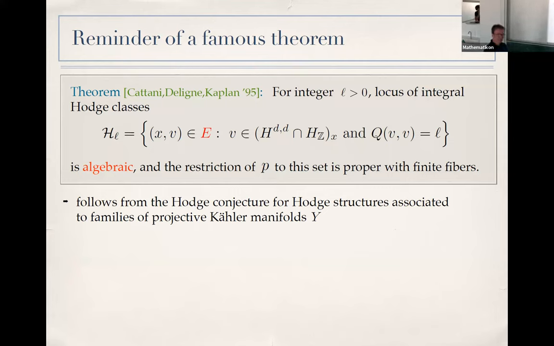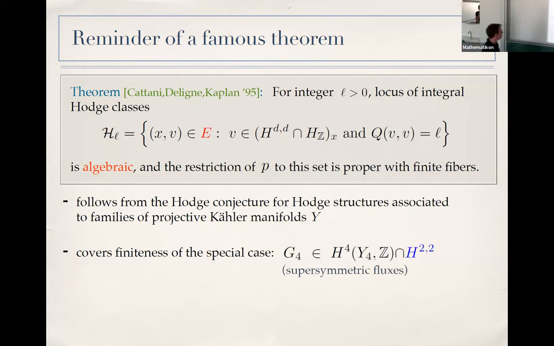So why is this a very famous theorem? It also follows from the Hodge conjecture. So you can also assume the Hodge conjecture for a projective Kähler manifold, and then use this assumption to prove the same theorem. So it's very strong evidence that the Hodge conjecture is true, and it's very general. So it's not example based. That's why it's considered one of the strongest.